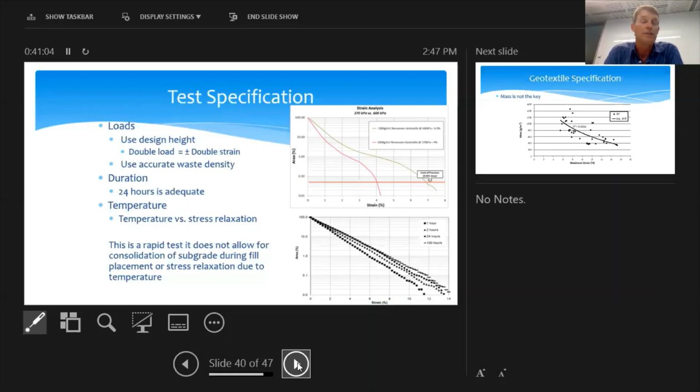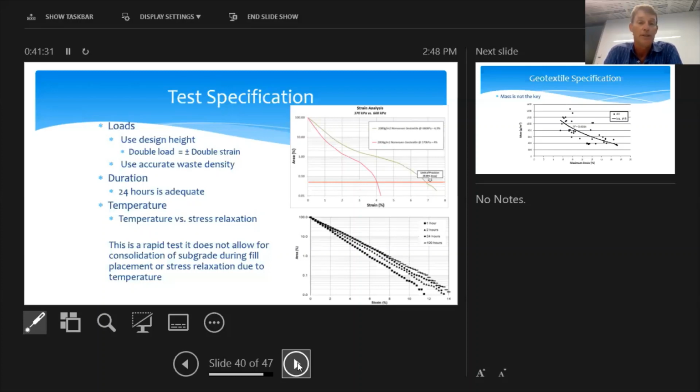Use accurate waste densities. In my role testing these materials, we see a huge range of waste densities being used, anywhere from 1 ton per cubic meter to 2 tons per cubic meter. That has a huge impact on the design loads that you're going to use, and then the resulting strains that you're going to achieve.